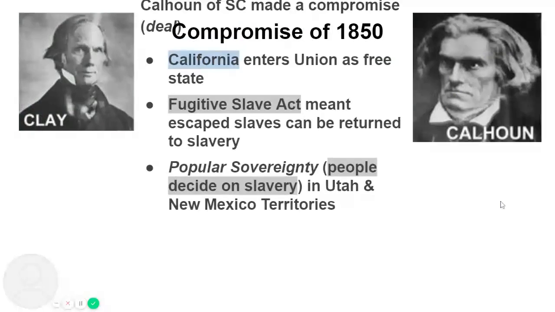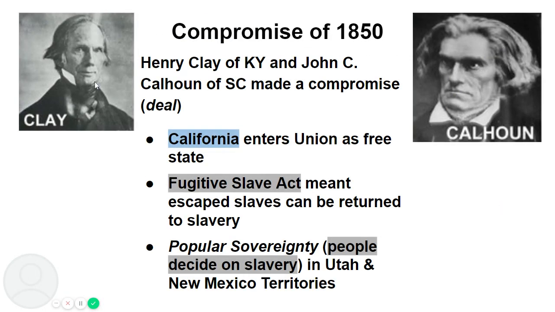So, to make the southern states happy, Henry Clay of Kentucky and John C. Calhoun of South Carolina, yes I know, they ugly, made a compromise. They made a deal. California would become a free state, so that means that there are more free states than there are slave states. So theoretically, that makes the free states happy.